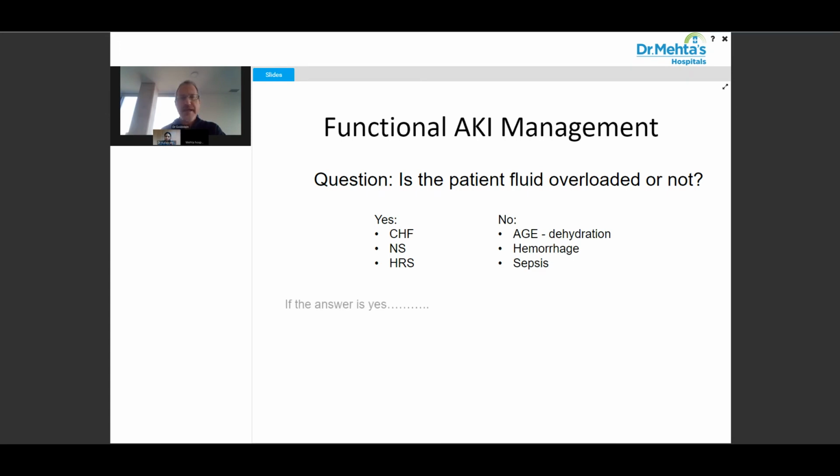If the answer is yes, assess serum albumin status and replace. Fluid and sodium restrict. Diuretics if appropriate. Again, these are pre-renal states. Nephrotic syndrome, congestive heart failure, and hepatorenal syndrome are quote-unquote pre-renal states. We do not want to give those patients fluid. So we need to get away from the term pre-renal and call it functional AKI. If the answer is no, replace fluid and reassess.